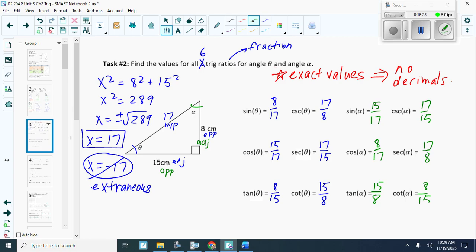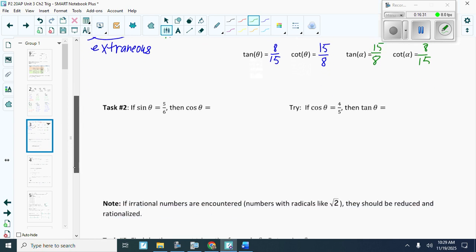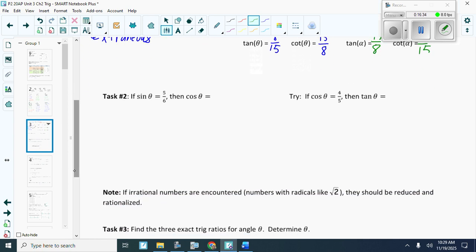Right, task number 2. It gives us: if sine is 5/6, then what is cos? Are they asking for what is the angle? No. They simply want the ratio for cos. So if we were to draw out a triangle, you pick an angle. It doesn't matter which angle you choose, whether it's the top or the bottom. I'm just going to choose the bottom.